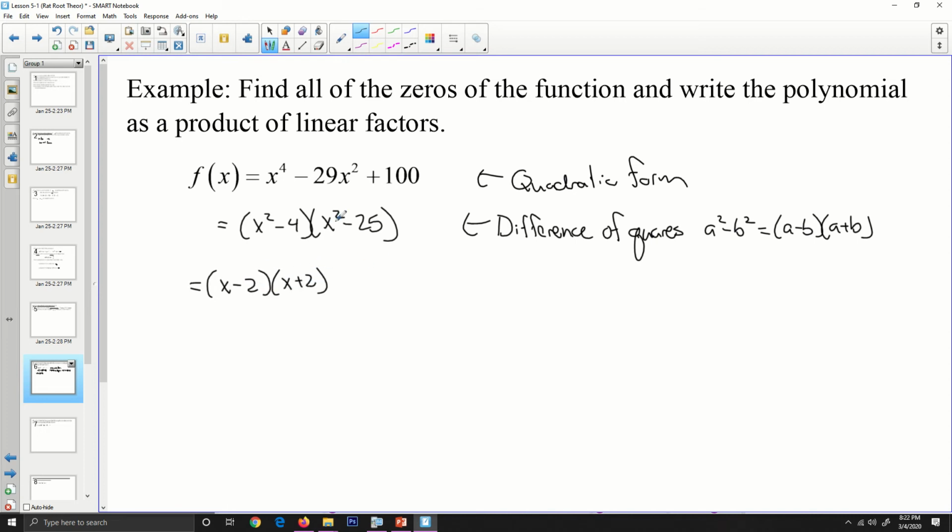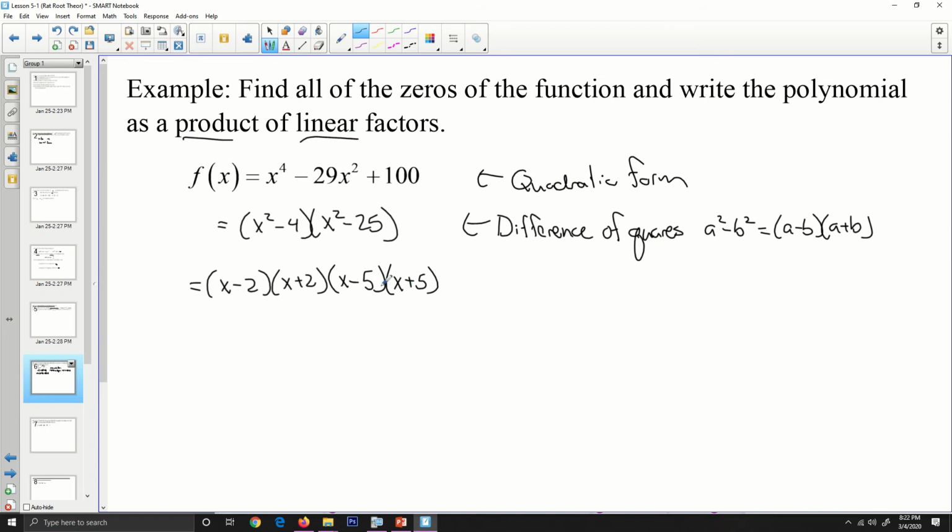And then same thing here for x squared minus 25. I'll have x, and then if b squared is 25, then b is just going to be 5. So I'll have x minus 5, and then x plus 5, like that. Okay. This is my product of linear factors.